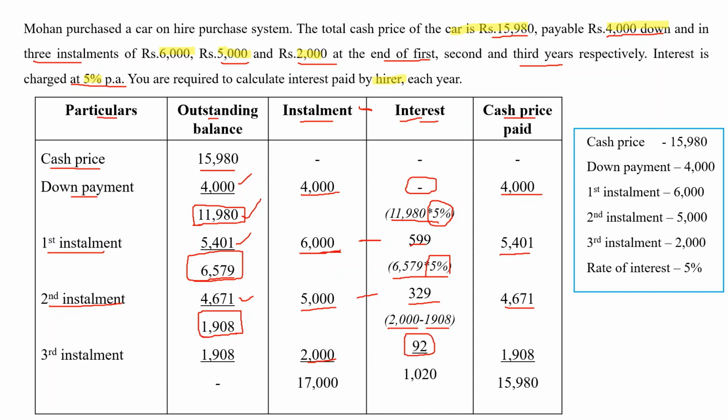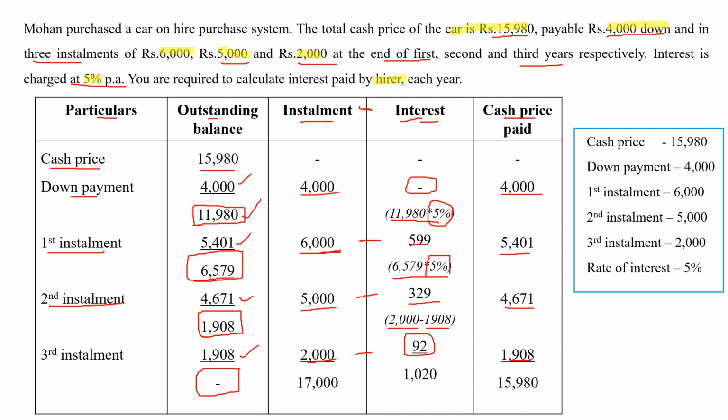This is the interest. Why are we doing like this? Because third installment is the last installment. After making payment of the last installment, there should not be any further outstanding balance. The buyer should settle the claim fully. There should not be any further claim by the buyer. So that is why we are deducting the amount and finding out the interest. So now 2,000 minus 92, you will get 1,908. Write it in the cash price column and in the outstanding balance column also. 1,908 minus 1,908, 0. So after making the last and final installment, the claim is settled fully.